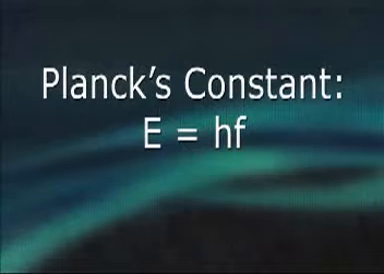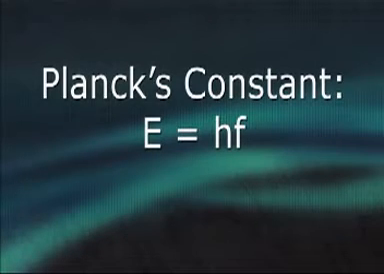We use Planck's constant to calculate how much energy is transmitted through an electromagnetic wave. It is expressed as E equals H times F, where E is the energy in joules contained in a photon and is directly proportional to frequency.